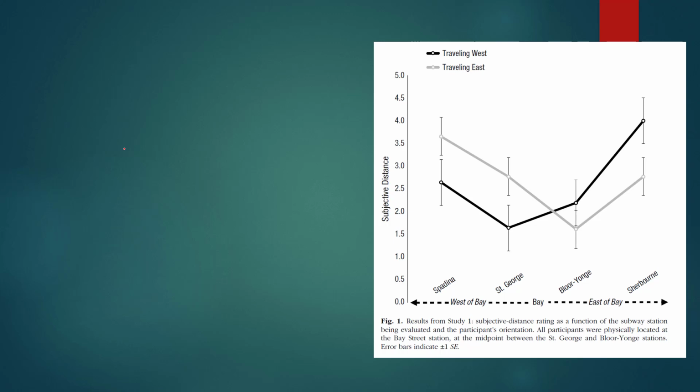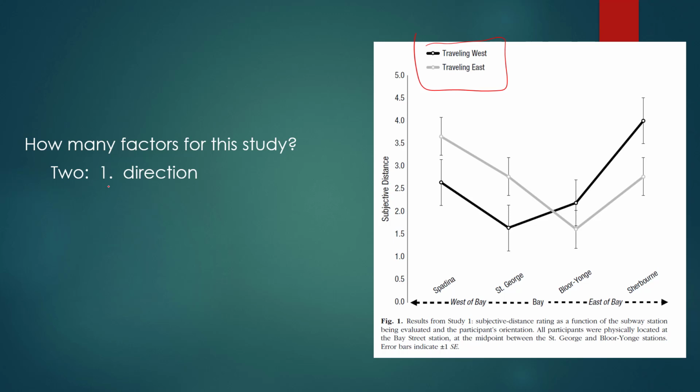Here's another, a little bit more complicated example. So how many factors are in this example? We see the direction that they're traveling, and we see subway stations. So there's 2 factors. One is direction, traveling west or traveling east, and the other is which subway station they're in, Spadina, St. George, Lorient, or Sherborne.